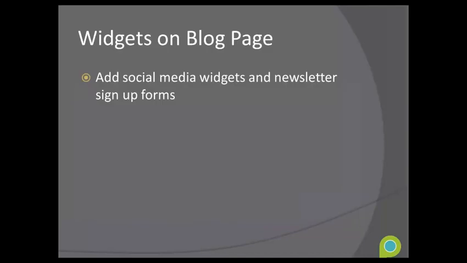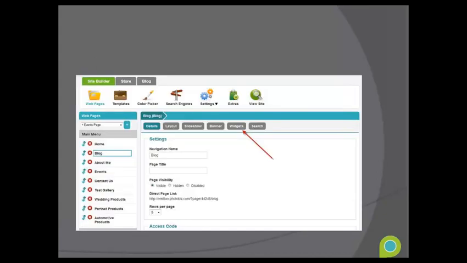And last up, we have widgets on the blog page. This is helpful for adding any kind of social media widgets, newsletter sign-up forms, or any kind of HTML or embedded content that you might want to put along with your blog. To do this, you'd go under your site builder and go to your blog page. And from your blog page, you're going to go to the widgets icon there, which is what I have the arrow pointing to.